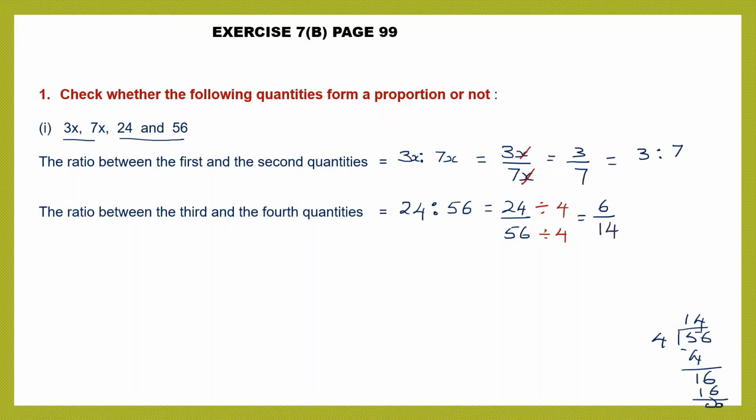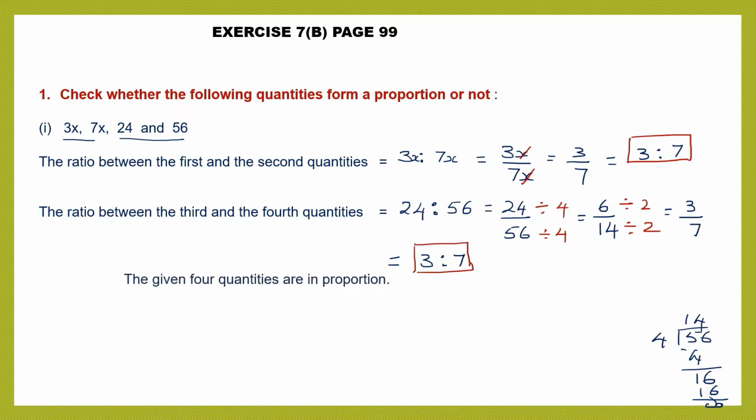6 by 14. Now let's reduce it again. We can still reduce it both by 2. So what do we get? 2 3s are 6 and 2 7s are 14. So we've got 3 by 7 and the ratio is 3 is to 7. So can you see the ratio between the first two quantities is 3 is to 7 and the ratio between the third and the fourth quantity is also 3 is to 7. That means yes, the given four quantities are in proportion.